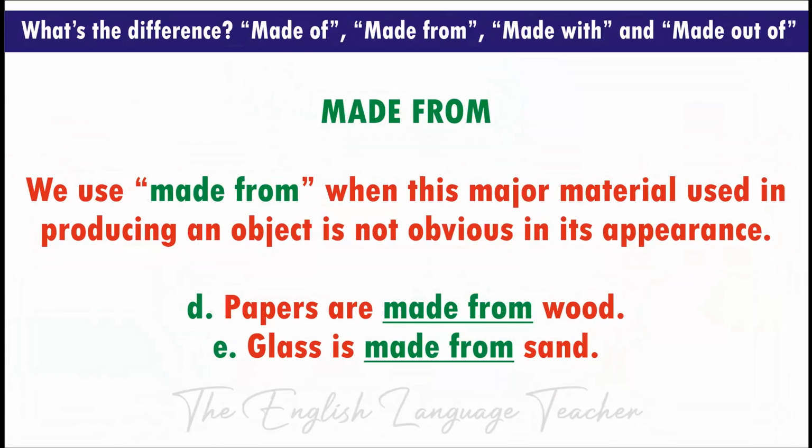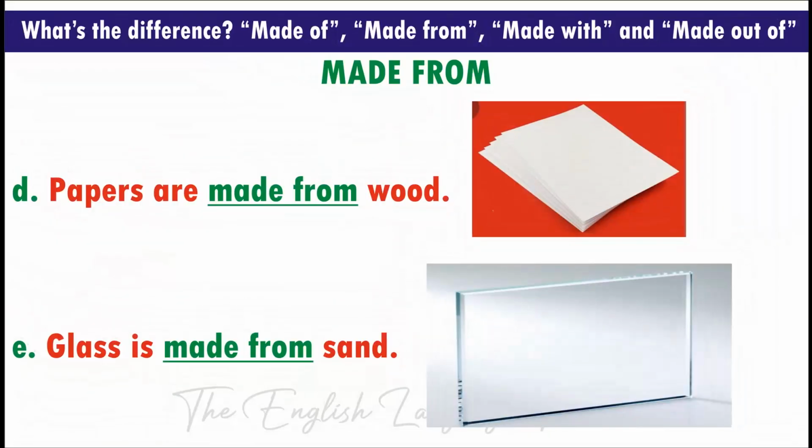Made from. We use made from when the major material used in producing an object is not obvious in its appearance. When we no longer see the major material in the finished product, then we use made from. Let's see example D. Papers are made from wood. Of course, when we look at the paper, we don't see wood. What we see are simply papers, not the wood. So we say papers are made from wood.